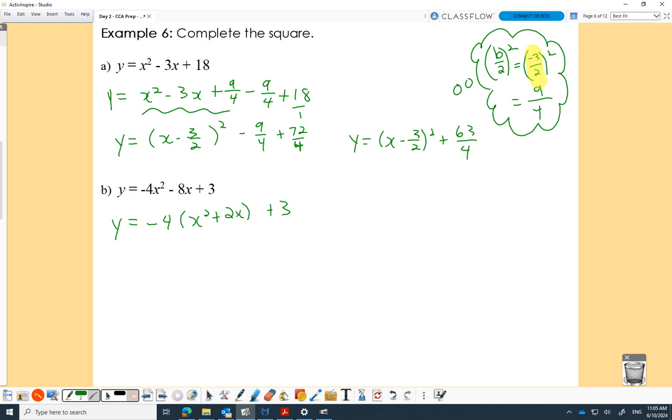So now it's ready to complete the square again. What's the magic number?